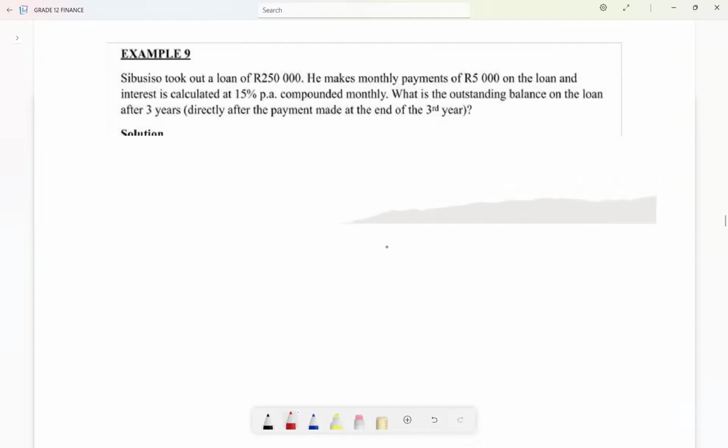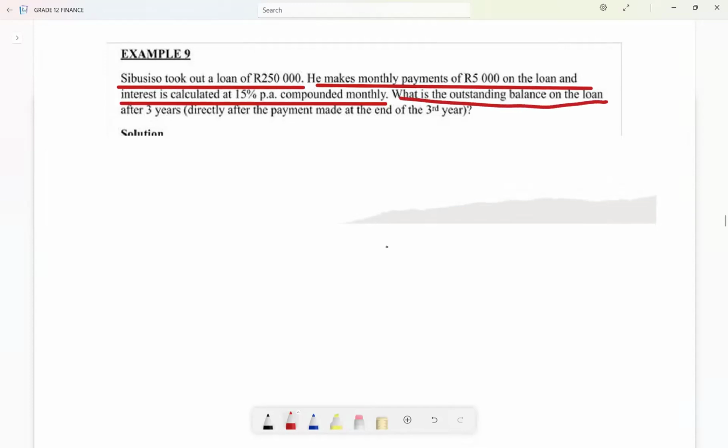Okay, let's have a look at this example. It says Sibusiso took a loan of 250,000. He makes monthly payments of 5,000 on the loan, and interest is calculated at 15% per annum compounded monthly. What is the outstanding balance on the loan after 3 years, directly after the payment at the end of 3 years? So this one, you cannot use the other formula. I'll show you. We only use this one. I want you to get used to this one.